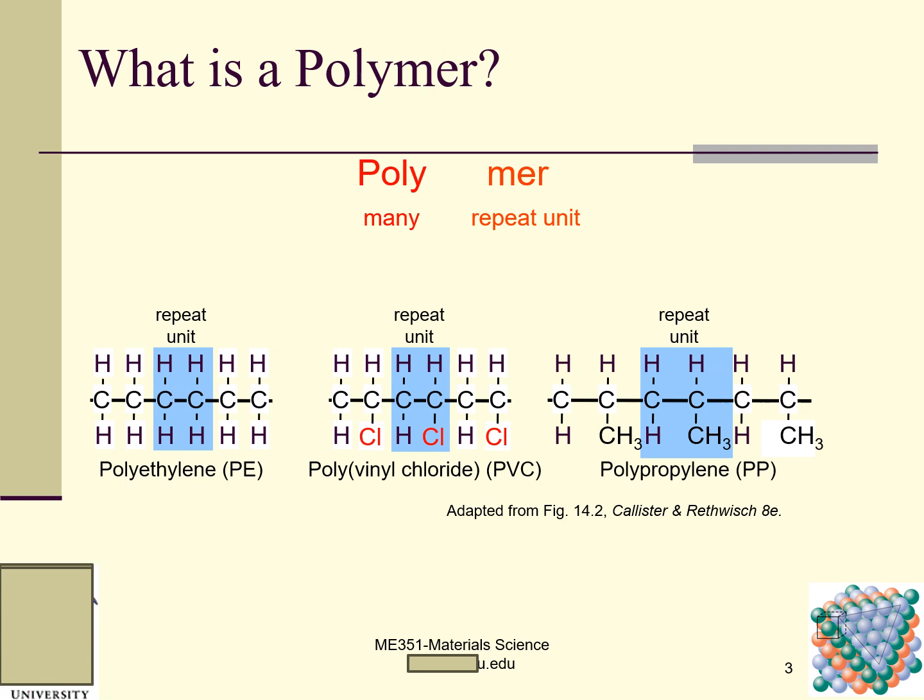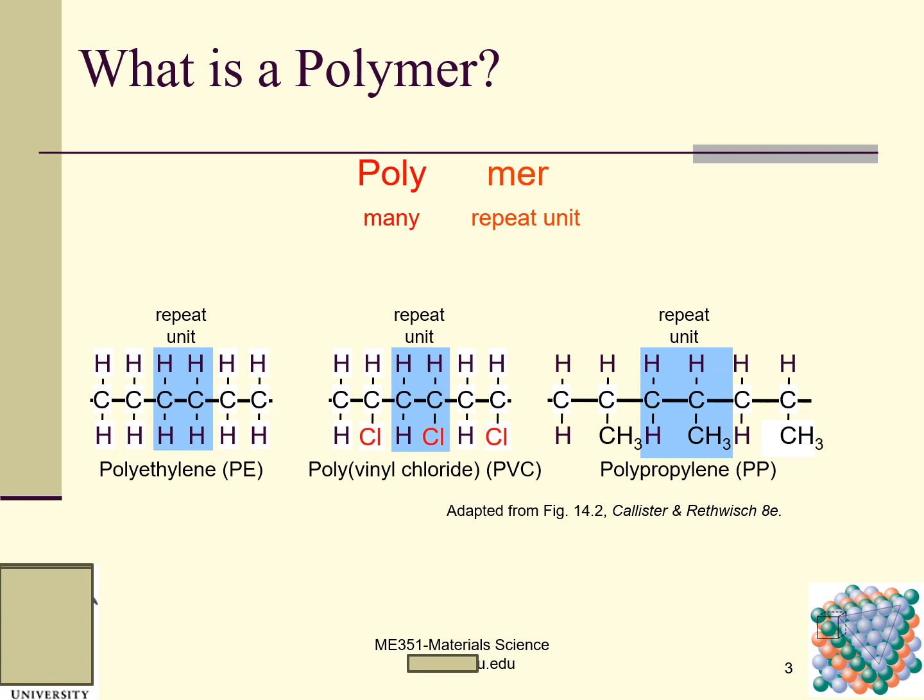So what is a polymer? Polymer, we put two words together: poly and mer. Poly means many, right? So in the English language, poly means many things. Mer here is the repeat unit. So look at this structure. This is polyethylene. This is polyvinyl chloride (PVC), and also this is polypropylene, so this is PP.